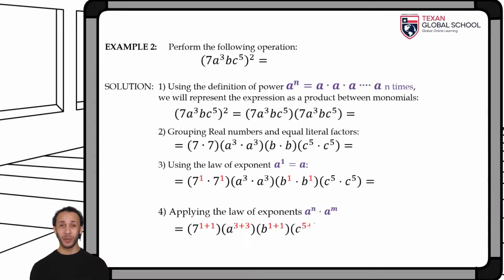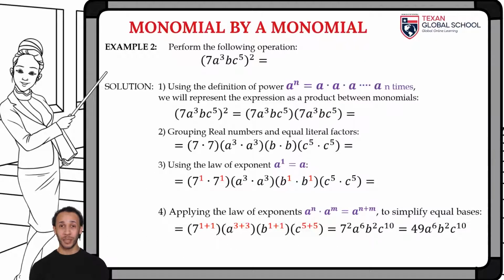In this next example, we can see a monomial squared, which, by definition, can be represented as the product between two monomials with the same factors. We group real numbers and factors with equal bases. Using the laws of exponents, we represent those bases without an exponent as the base raised to the first power, and we simplify by adding exponents with equal bases, thus obtaining 7 squared, a to the sixth power, b squared, c to the 10th power. We develop the square of 7, thus obtaining 49a to the sixth, b squared, c to the 10th power.